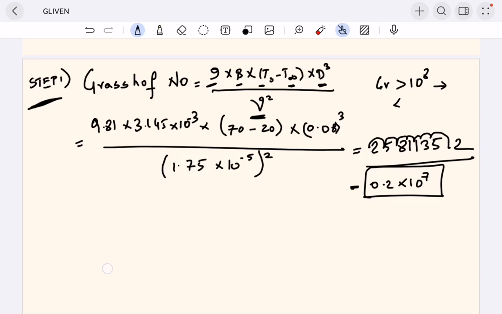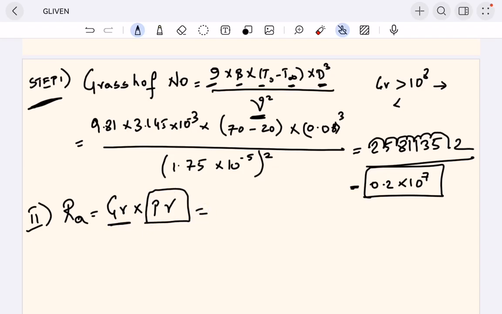Next, step 2. Let's calculate the Rayleigh number, Ra. Rayleigh number is Grashof number times Prandtl number. Prandtl number we got from the air table. Grashof number we have calculated. So if I calculate 2581135.2 times the Prandtl number 0.7241, if you multiply both, we are going to get 1.867869 into 10 power 6. That's the Rayleigh number. Remember, all these are dimensionless numbers, right?